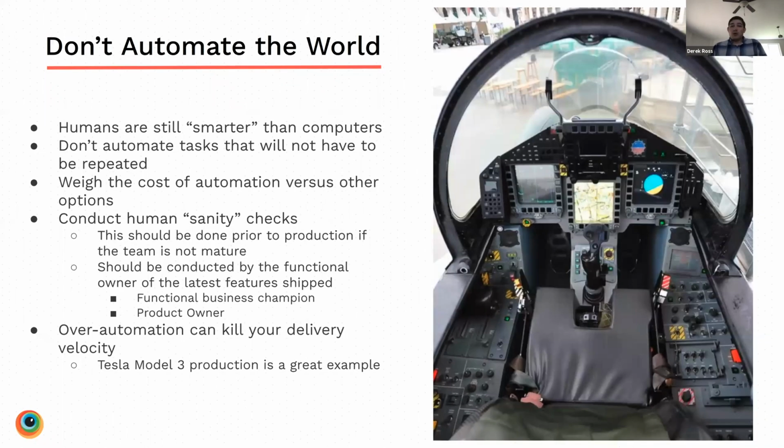Don't automate the world. Humans are still way smarter than computers. And I've used a lot of aviation stuff here. One thing I was into when I was a kid was fighter planes. I loved fighter jets. And if you follow aviation, from the beginning, it used to be prop planes and there were no computers and it was all very mechanical, and the pilot had to think about everything. They had to think about wind speed, direction, altitude, fuel. They had to think about all of these things.